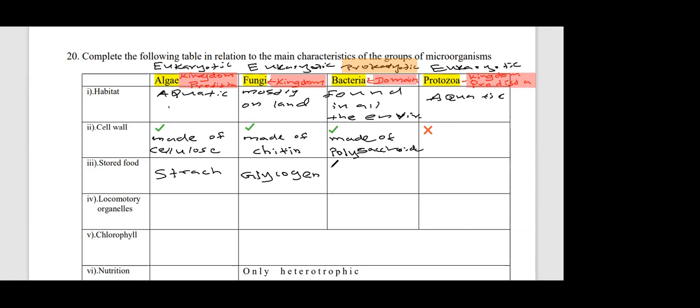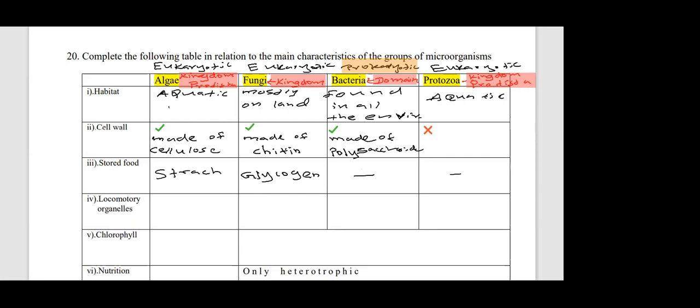Then bacteria, that is polysaccharide. Sorry, that is not polysaccharide. Sorry, you don't have one. It's not specific. This one you have to keep blank. There's no special storage form of food in protozoa and bacteria.